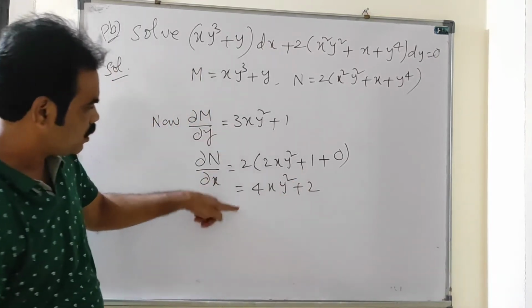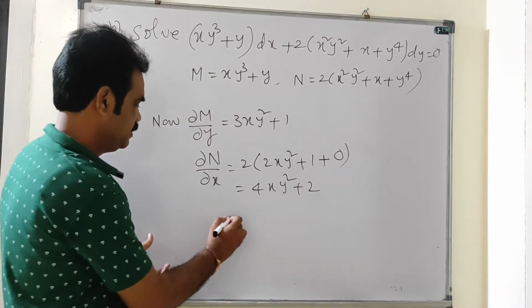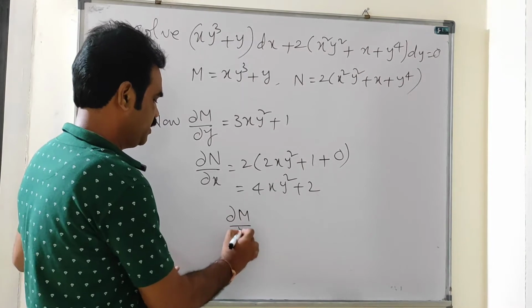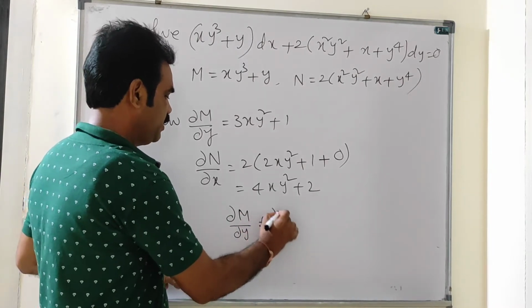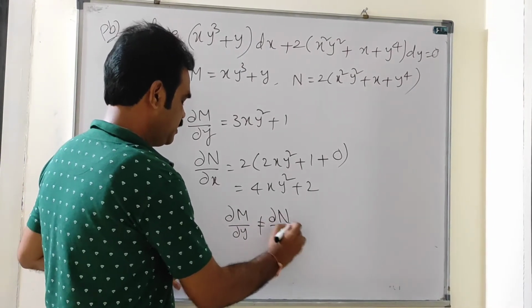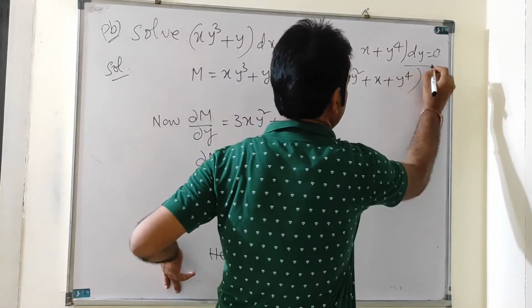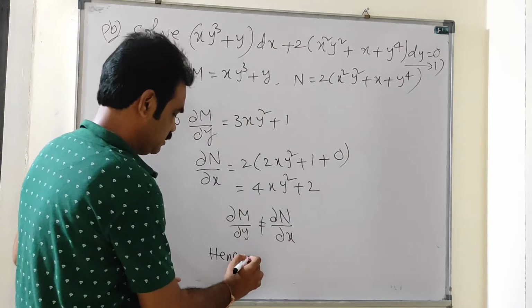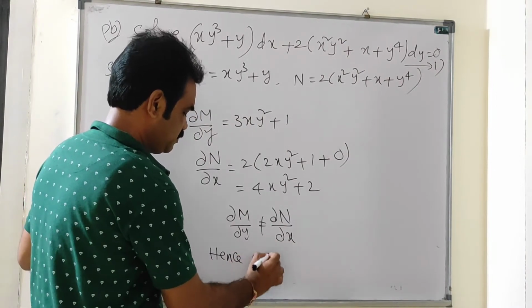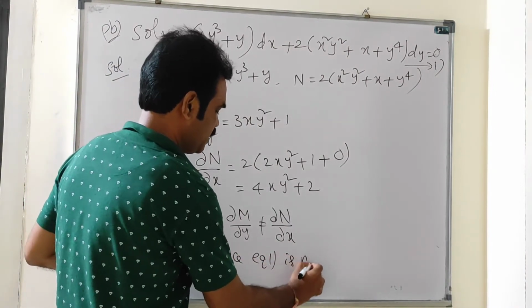Now these two are not equal. Therefore dou M by dou y is not equal to dou N by dou x. Hence the given differential equation, equation 1, is not exact.